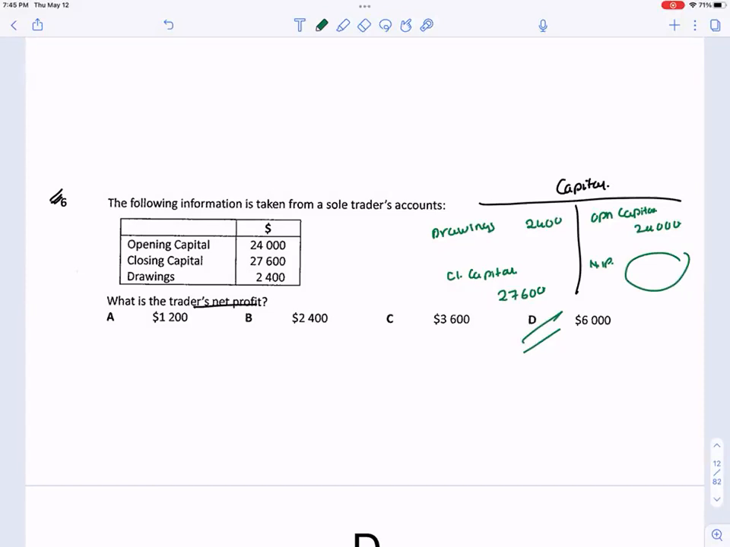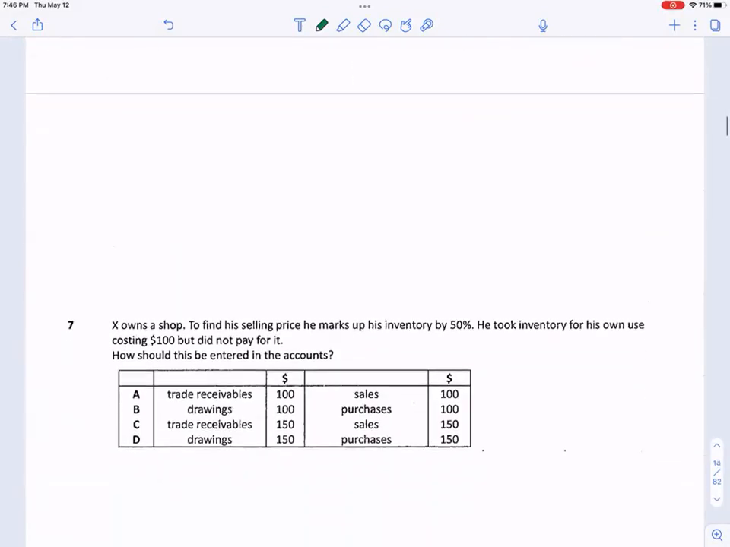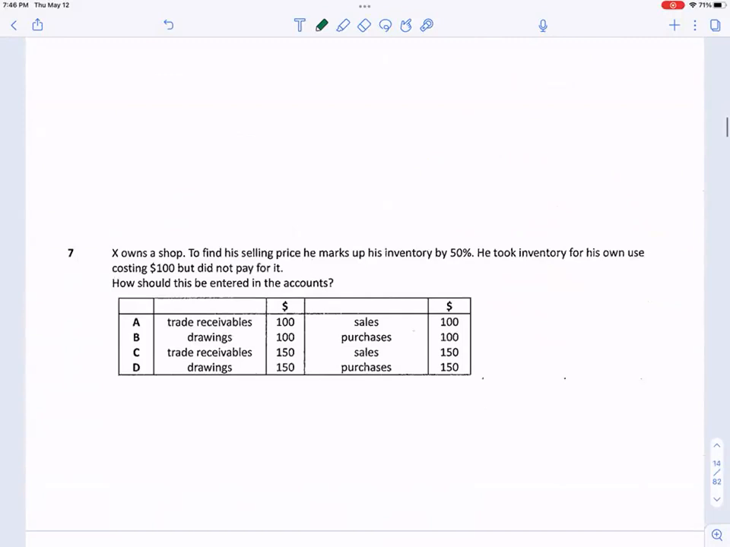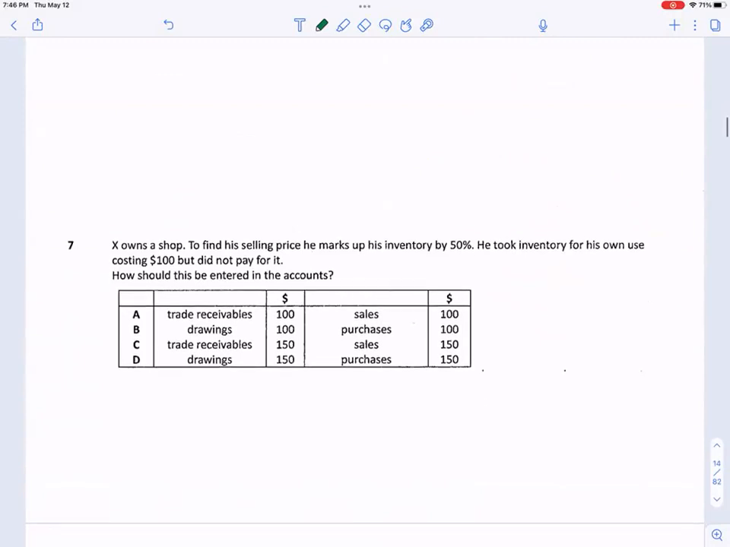What happened, Ashita? You didn't get this answer? Miss, I'm still doing it. I was sending you the picture of the passport. Trisha, you did it? Yeah, Miss, I got it now. 30,000 then minus the opening capital.